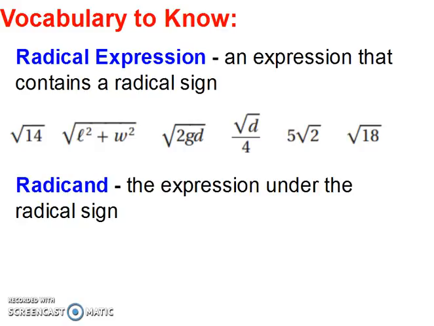A radical expression is an expression that contains a radical sign, much like what you see below. The radicand is the expression under the radical sign. So the radicand here would be L squared plus W squared. The radicand here would be 2GD.